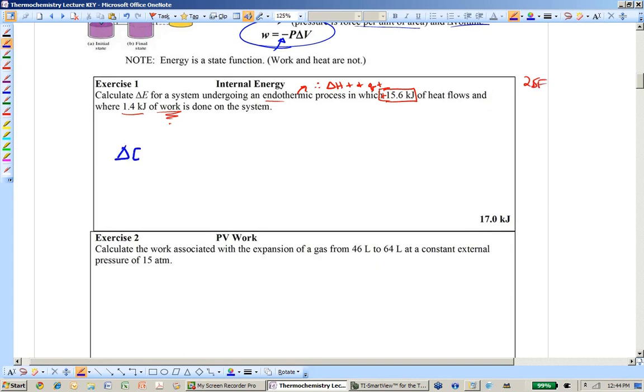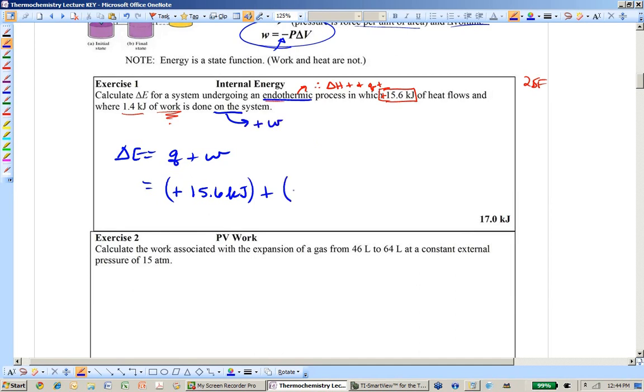So, delta E is simply equal to Q plus W. What do we know? We know that Q is positive. How do we know? Because endothermic is my friend and tells me heat was added in. So that means this is going to be a positive 15.6 kilojoules. Right? They gave it to me in kilojoules. Yes, they did. Plus the work done on the system. On the system means added. So it's a positive W.